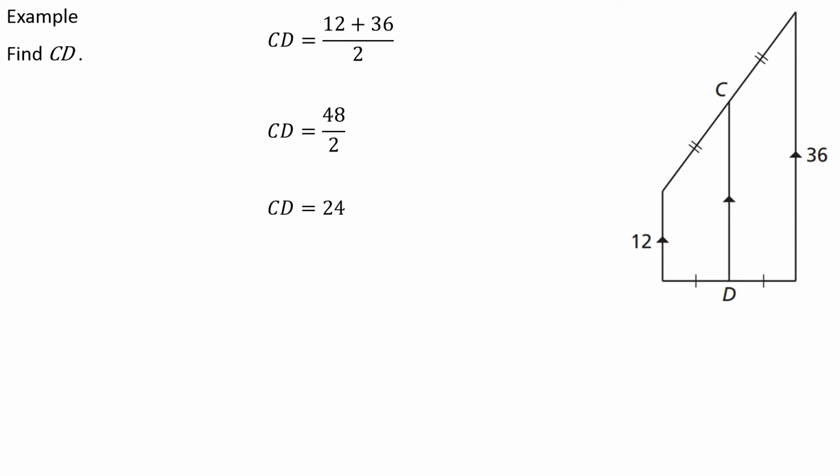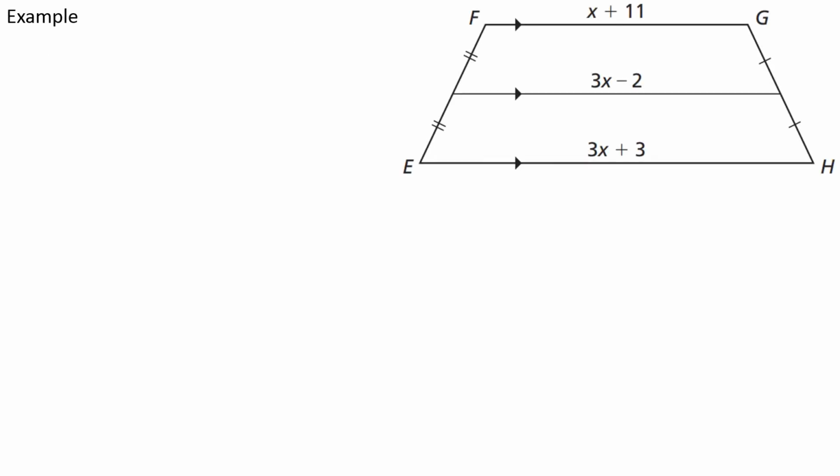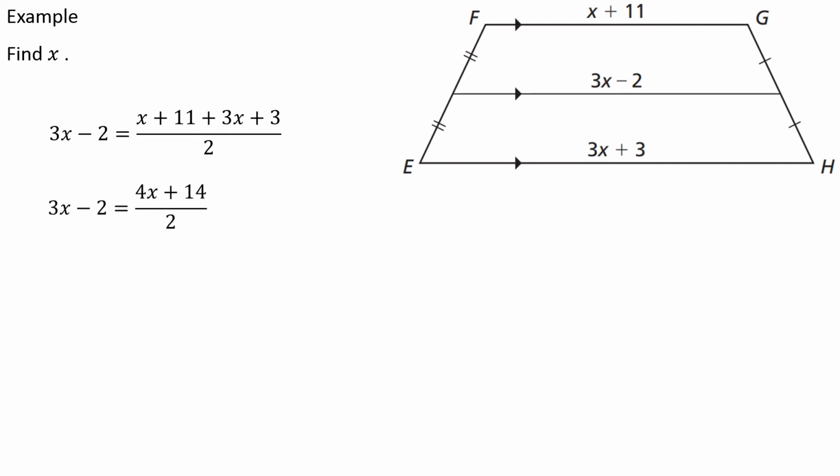Of course, besides the geometry concepts, we need to mix in some algebra. So again, I know the mid-segment is the average of the bases. So 3x minus 2 has to be the average of the other two bases. So I've got 3x minus 2. And then to average the bases, notice I have to add them together. So I take the x plus 11, add it to the 3x plus 3. Combine like terms in the numerator. X plus 3x is 4x. 11 plus 3 is 14.